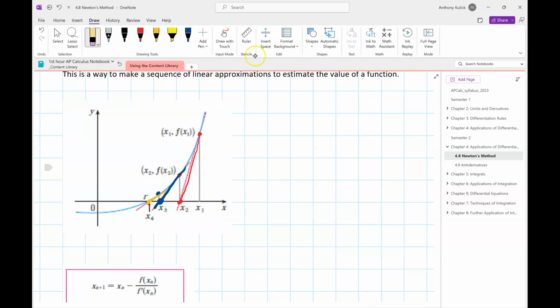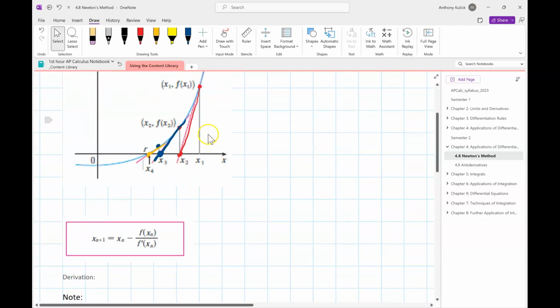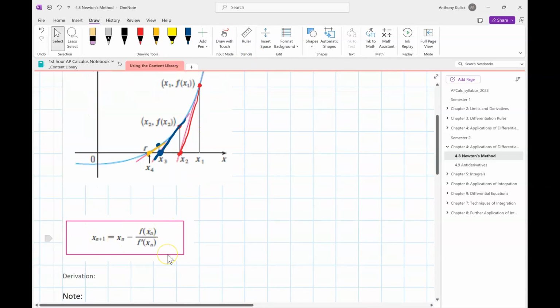So the formula that we'll use is that the next point, we call that next point x sub n plus 1, is the previous x value minus f of that previous x value divided by the derivative evaluated at that previous x value.